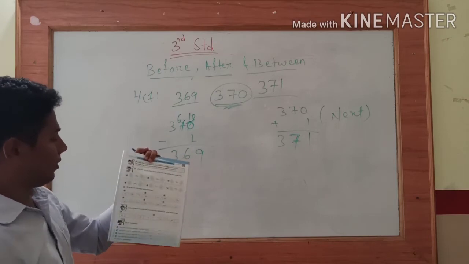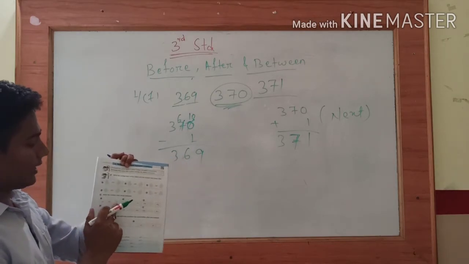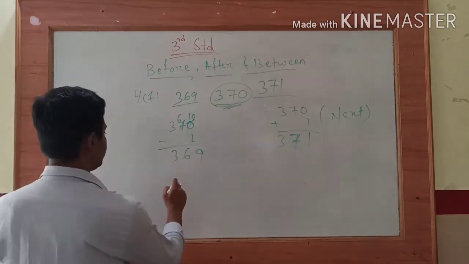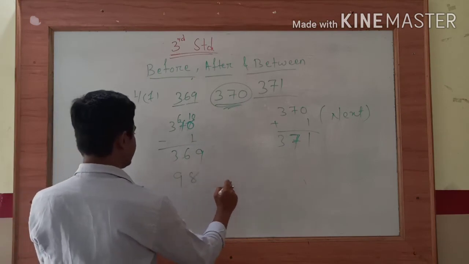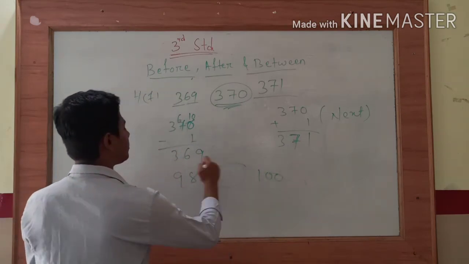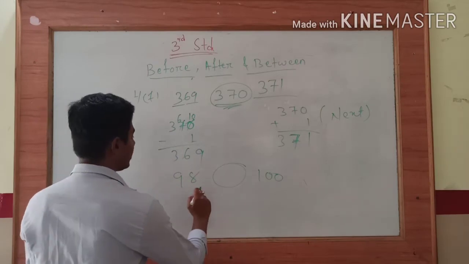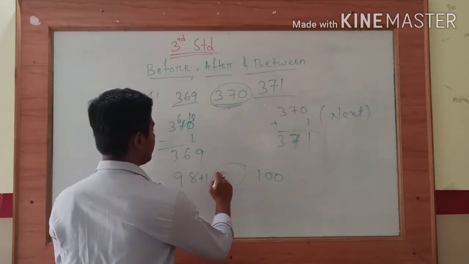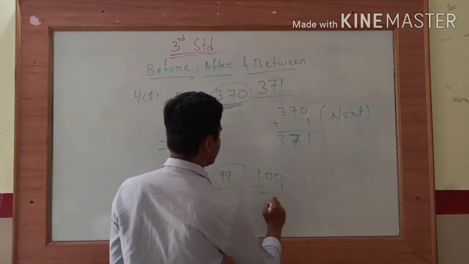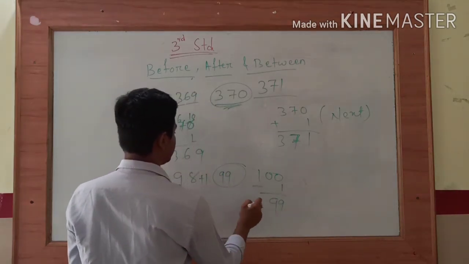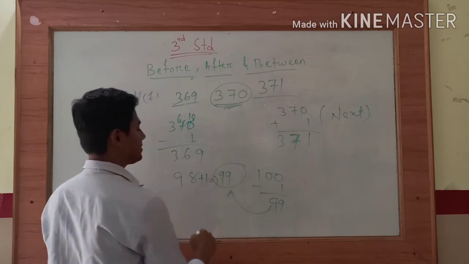So one example is already given, 98, 99, 100. Which number is given? 98. Here is given 100. So which number is in between? 98, 100. Same thing, you can add here 98 plus 1, then you get 99. Otherwise you can subtract 1, that is also 99. So this is the answer, 99.